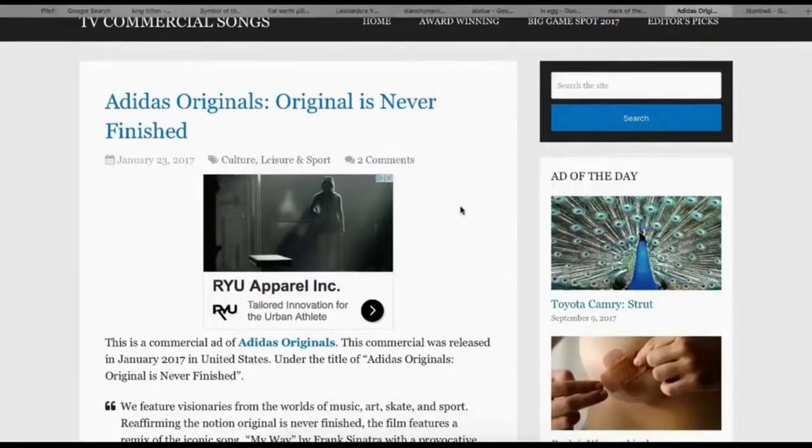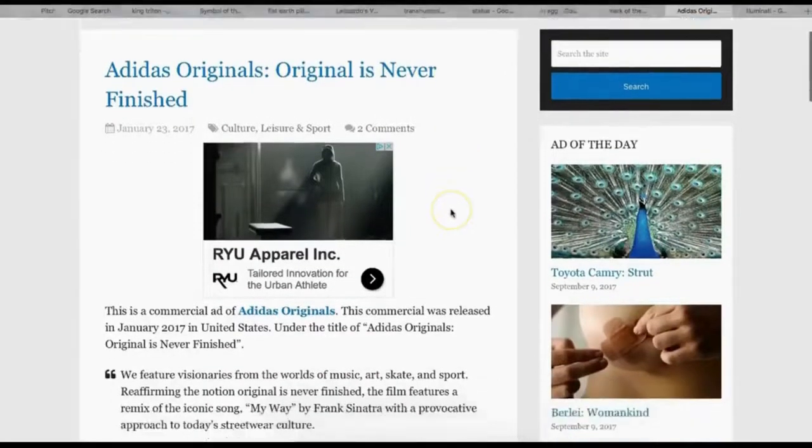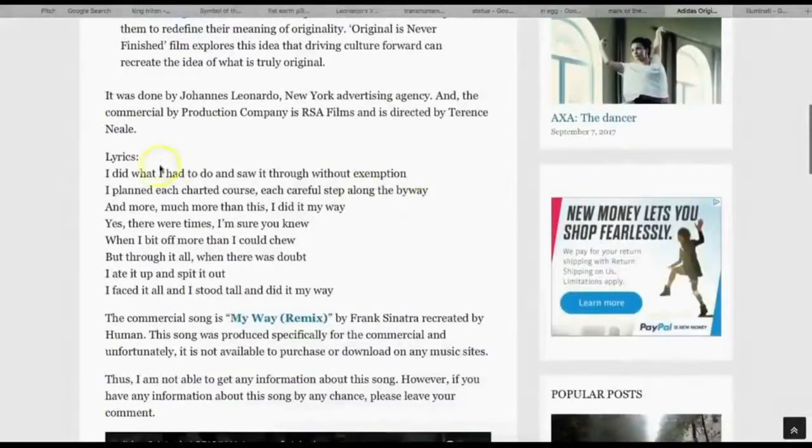But if you look even at the lyrics for this commercial, original is never finished. Here it is right here. I did what I had to do and saw it through without exemption. So totally, in my opinion, the devil talking here. I planned each charted course, each careful step along the byway, and more, much more than this, I did it my way. Okay, this is exactly, in my opinion, the epitome of rebellion.